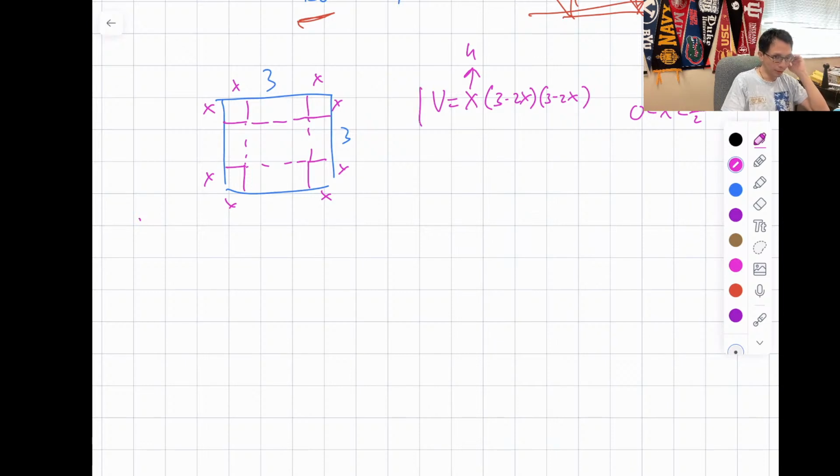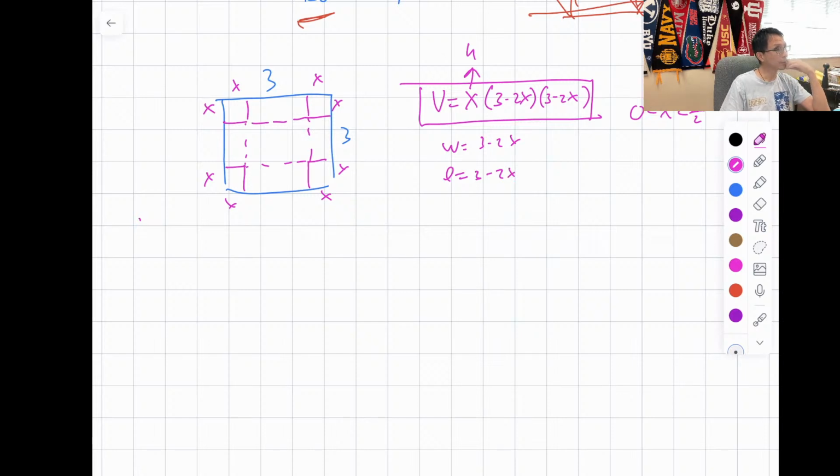But this is your primary, and you don't need a secondary. The secondary is actually 3 minus 2x, but no big deal. It's like width equal to 3 minus 2x, length equal to 3 minus 2x. That's your secondary.